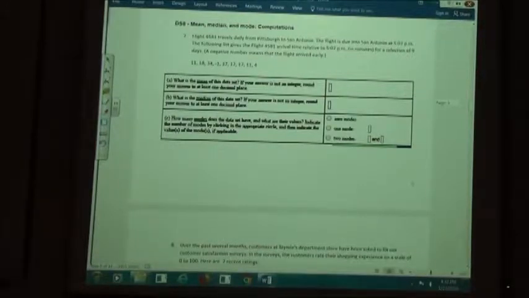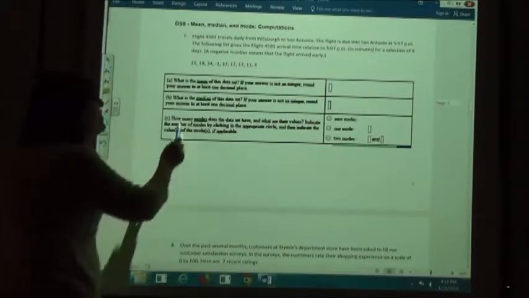Median. The median is the middle number. If I have an even number on my list, I have two middle numbers, I then have to average those out. We'll figure that out in a minute. Mode. The mode is the one that occurs the most. If they all occur the same number of times, you have no mode. So mean is your average, median is the middle, mode is the most.